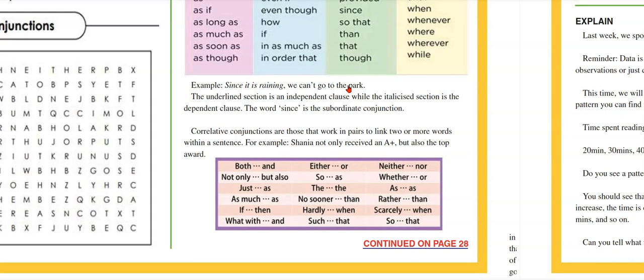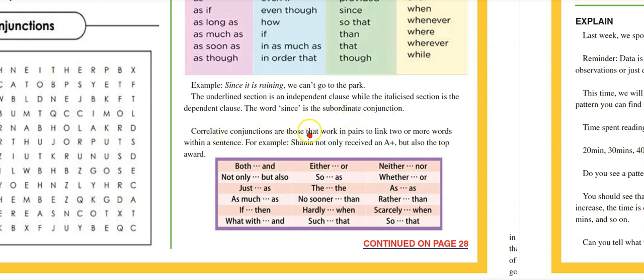So if I just walk up to you and say, since it is raining. Since it is raining, what? Since it is raining, who? Since it is raining, so what? You have to include another part so that it will make sense. So when you put that with it, we can't go to the park since it is raining. They just switch it around and say, since it is raining, we can't go to the park. The word since is the subordinate conjunction.